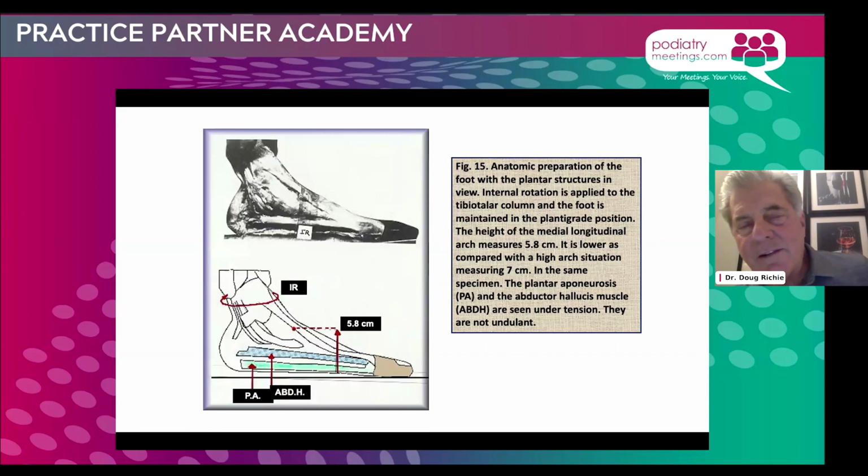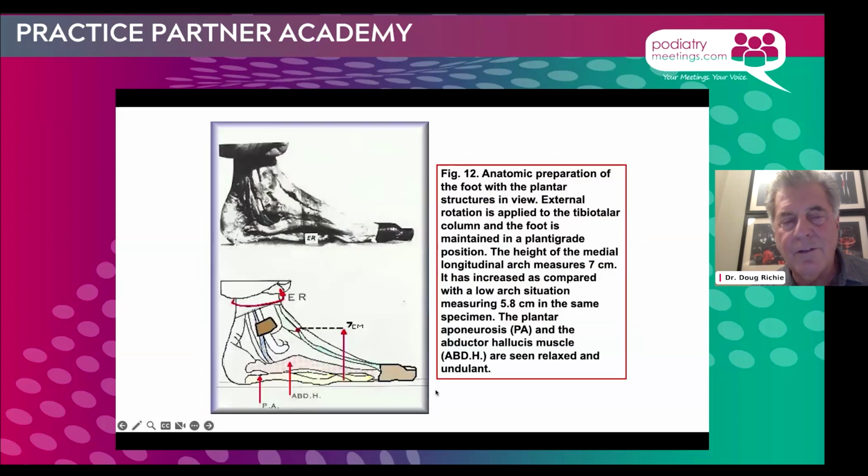He went on and showed an anatomic demonstration with a cadaver, where he took a cadaver and applied axial load, and he twisted the foot plate by internally rotating the tibia. And this actually untwists the foot plate. Internal rotation of the tibia everts the heel, inverts the forefoot, and he showed how it increased tension in the PA, which is the plantar aponeurosis. He took that same cadaver and externally rotated the tibia. This inverted the rear foot and pronated the forefoot, and he showed how the plantar fascia became, as he says, relaxed and undulant.